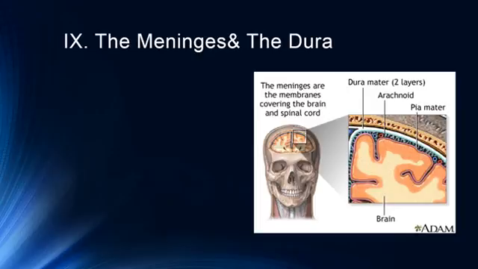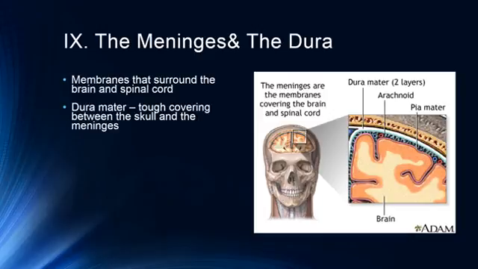The last thing to talk about are the meninges, which are the membranes that surround the brain and the spinal cord. The dura mater is sort of the outermost layer, so if you took your skull off, the first thing you would see is the dura mater. It's a tough covering between the skull and the meninges. It looks like a brown paper bag, truth be told. It almost feels like it too. It's a pretty tough outer covering there, obviously, to protect the brain and to keep the cerebrospinal fluid sort of sealed in.